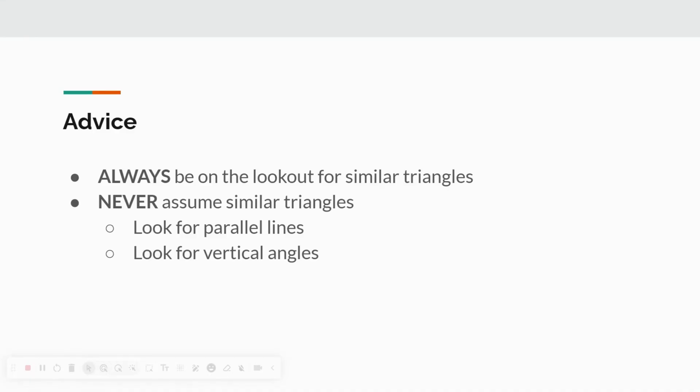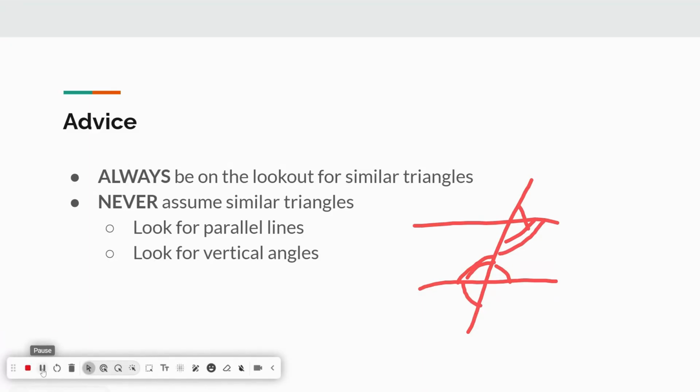For example, imagine we have some parallel lines and they're cut by a transversal. We always want to look for parallel lines because, for example, we know that these are corresponding angles, so they must be congruent, and then these are vertical angles, so they must be congruent. Also, we can use alternate interior angles. They're just angles on opposite sides of the transversal that are sandwiched in between the parallel lines.